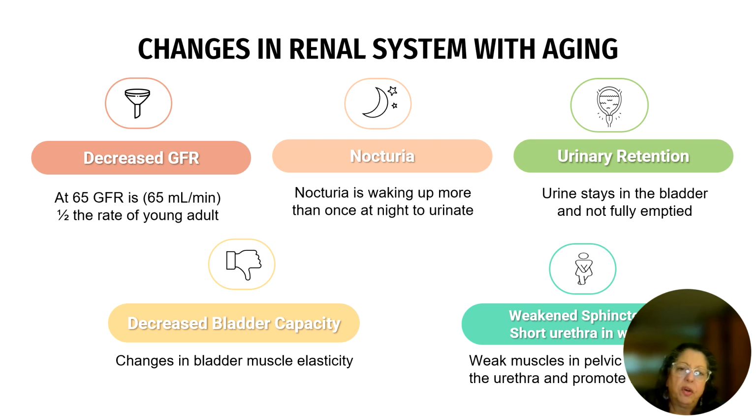Changes in the renal system occur with aging. Can't do anything about it. When you hit about 65 years of age, your glomerular filtration rate is about half the rate of a young adult. And that's the speed at which the urine filters through the kidneys. At nighttime, you start waking up more than once at night to urinate, and that is because your bladder becomes a little bit smaller, the walls thicken, and you actually have less ability to hold urine in as you get older.